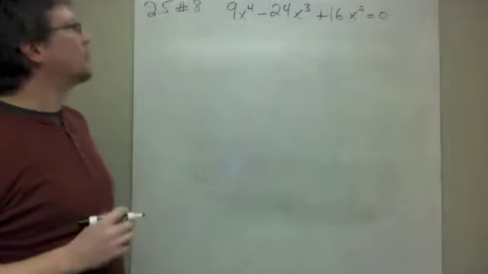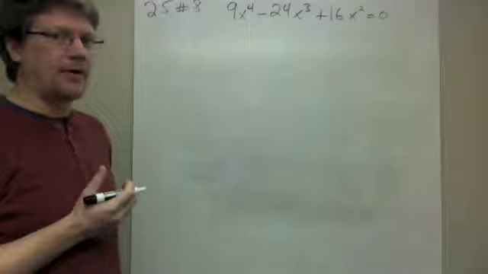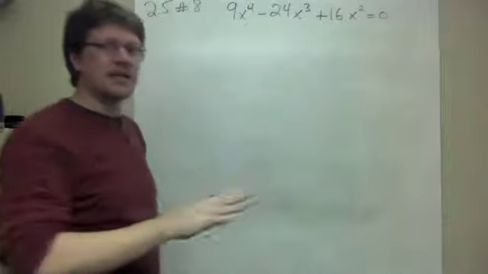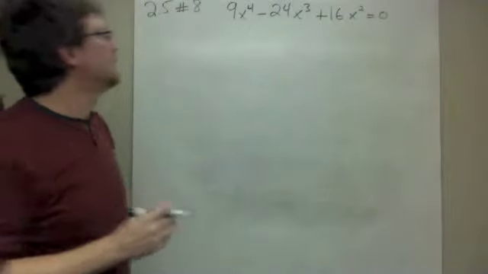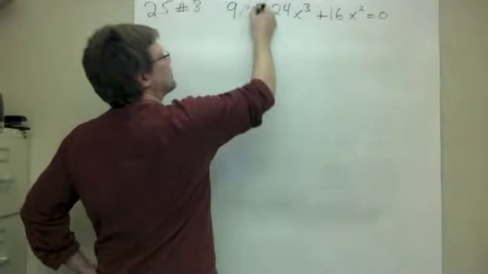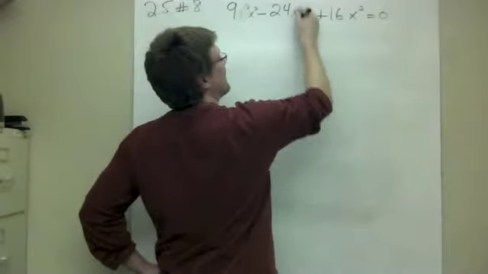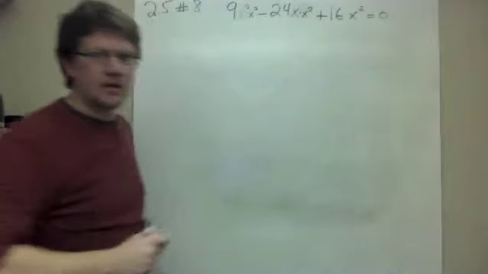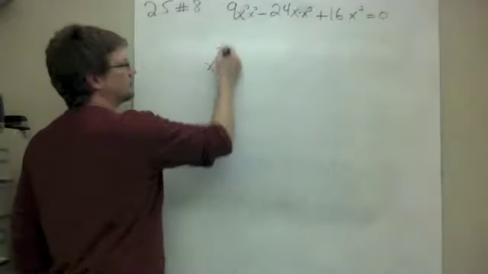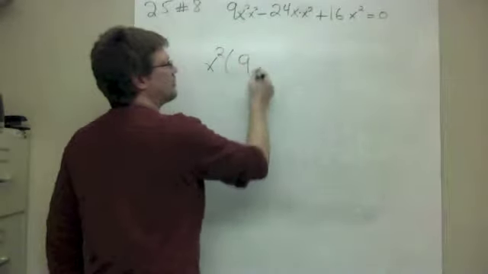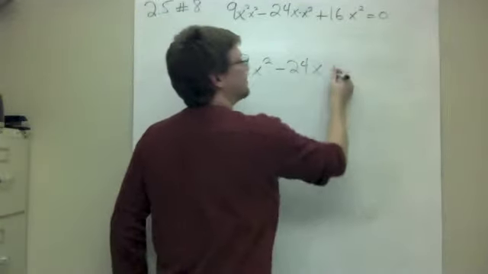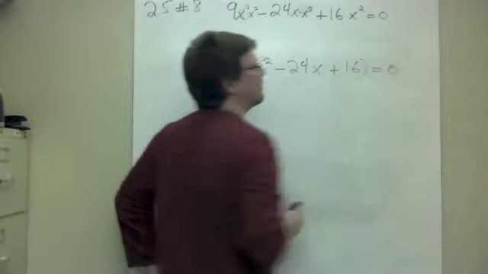So the first thing I'm going to look at and see is, is there anything in common that I can pull out? What I see is there's an x to the fourth, an x cubed, and an x squared. So there's at least an x squared in every term. Okay? X to the fourth is the same thing as x squared times x squared, and x cubed is the same thing as x times x squared. So if I pull an x squared out of each term, I'm left with 9x squared there, minus 24x here, and a plus 16 for 0.